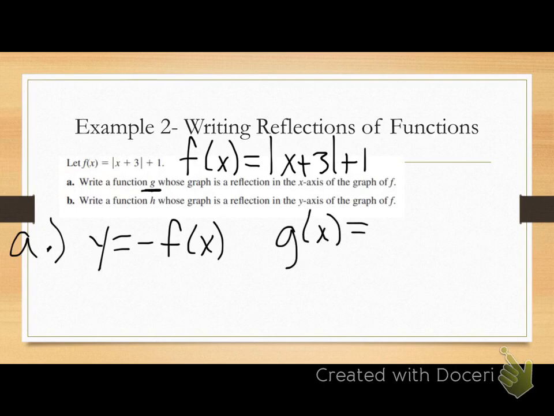What is my function? Absolute value of x plus 3 plus 1. So I'm going to take my whole function and multiply it by that negative 1. Does everyone see that? Because it says negative f of x. F of x is this junk right here, so I'm essentially plugging that in for f of x. So I get negative f of x. It's like negative 1 times f of x, so negative 1 times my function.